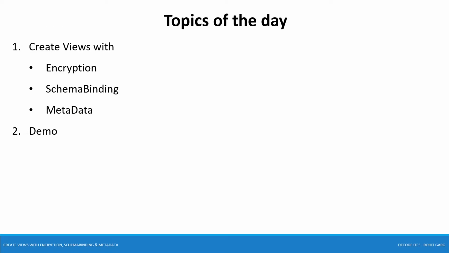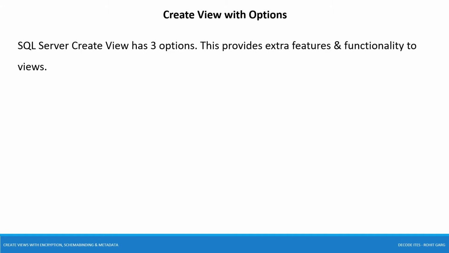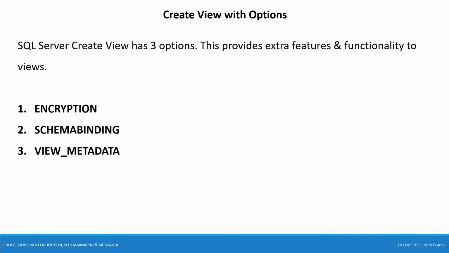Today's topics are create view with encryption, schema binding, and metadata options, along with demo and examples. SQL Server views have three options. These provide extra features and functionality to views. One is encryption, second is schema binding, and last is view metadata. Let's review each of the options with examples in the coming slides.